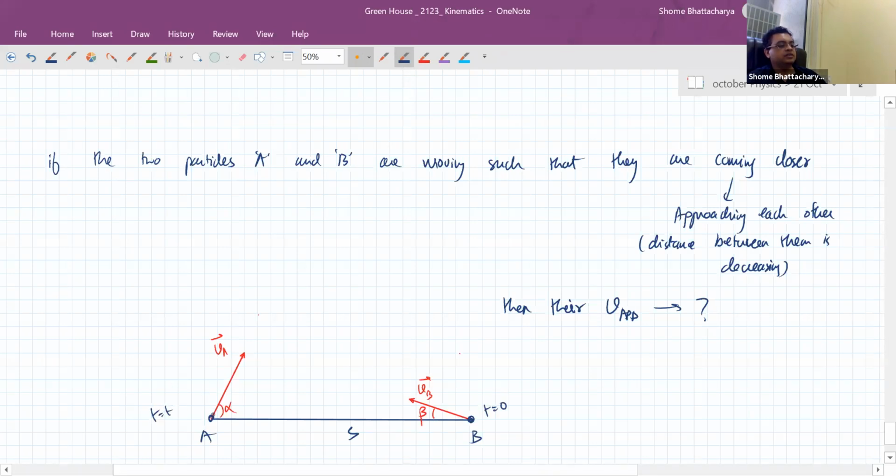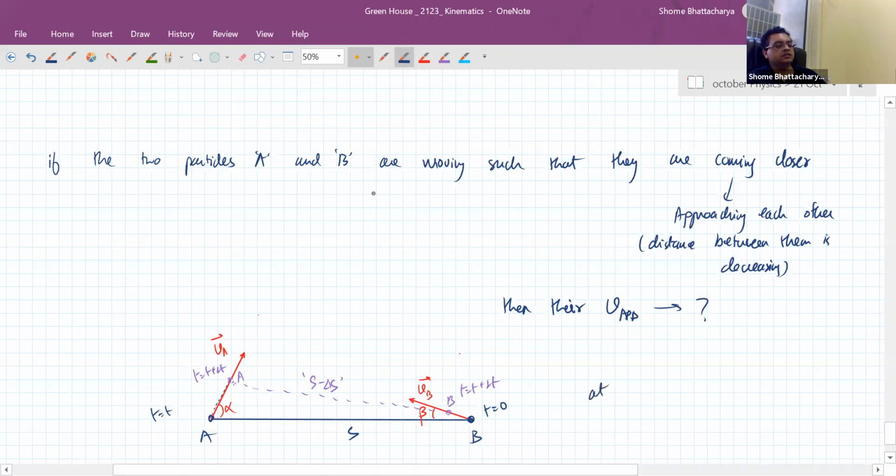After some time, A would have reached somewhere here, at time t plus delta t. And in that much time, B would have reached here at time t plus delta t. So you can see that at this new time, the distance between them has decreased to S minus delta S. So they are approaching each other as a result.